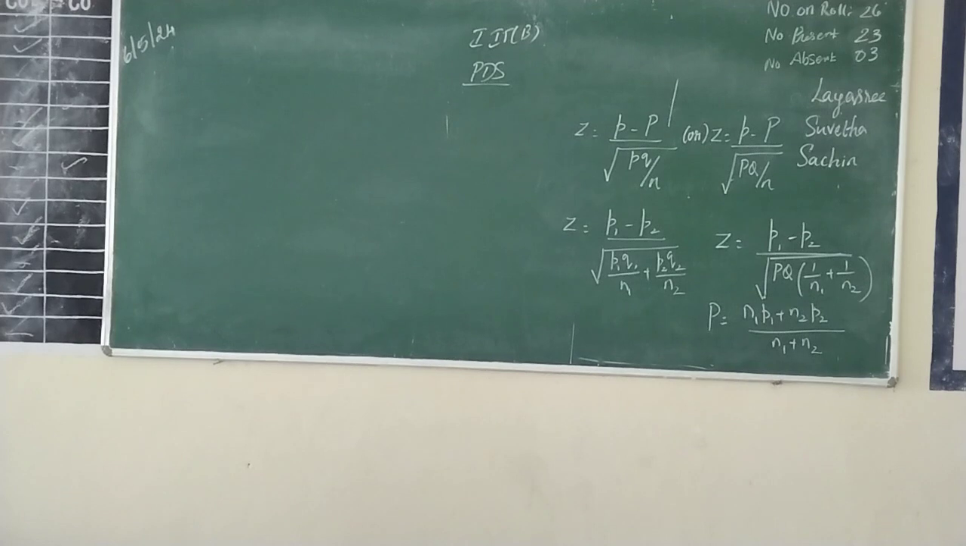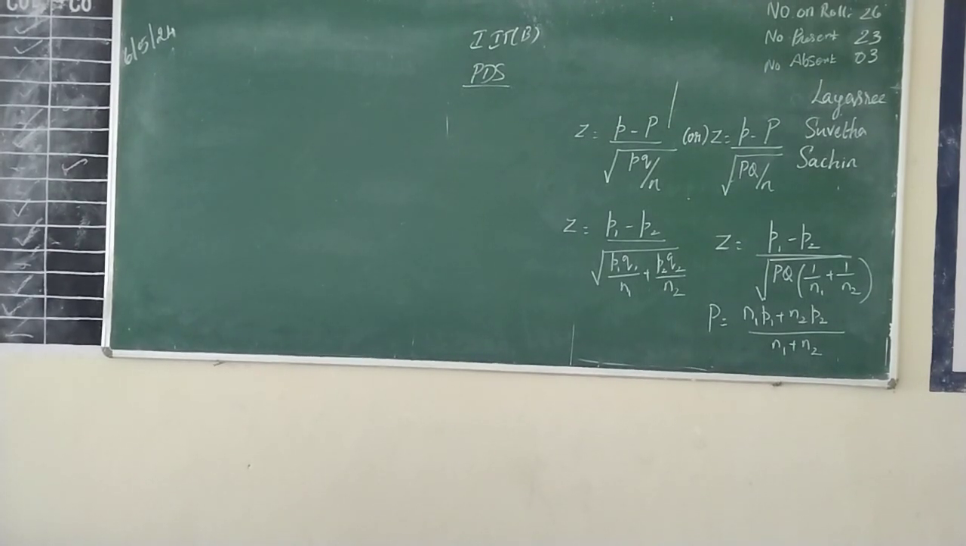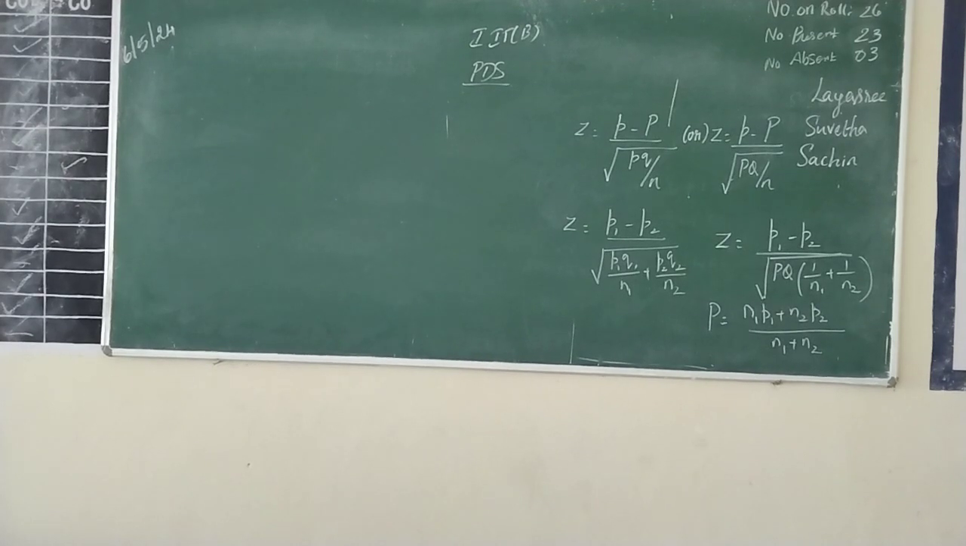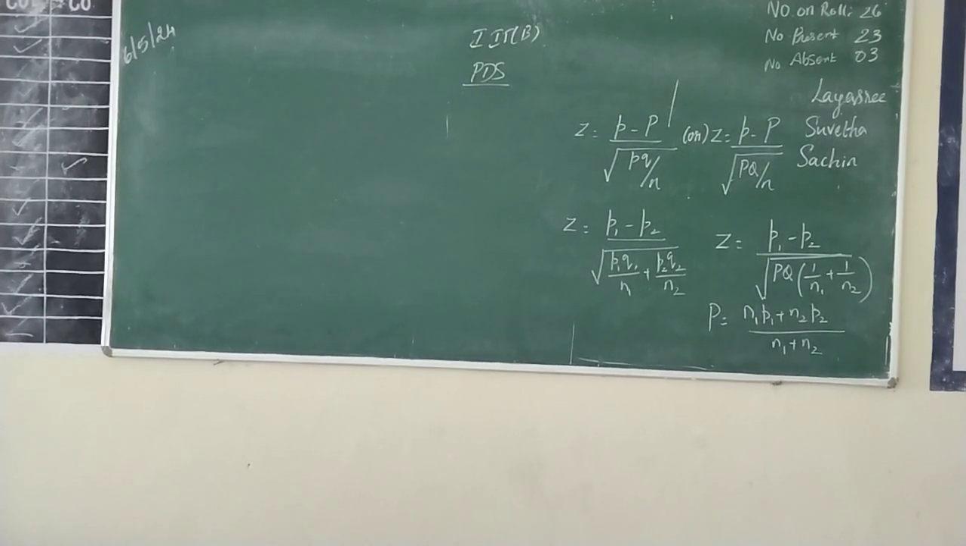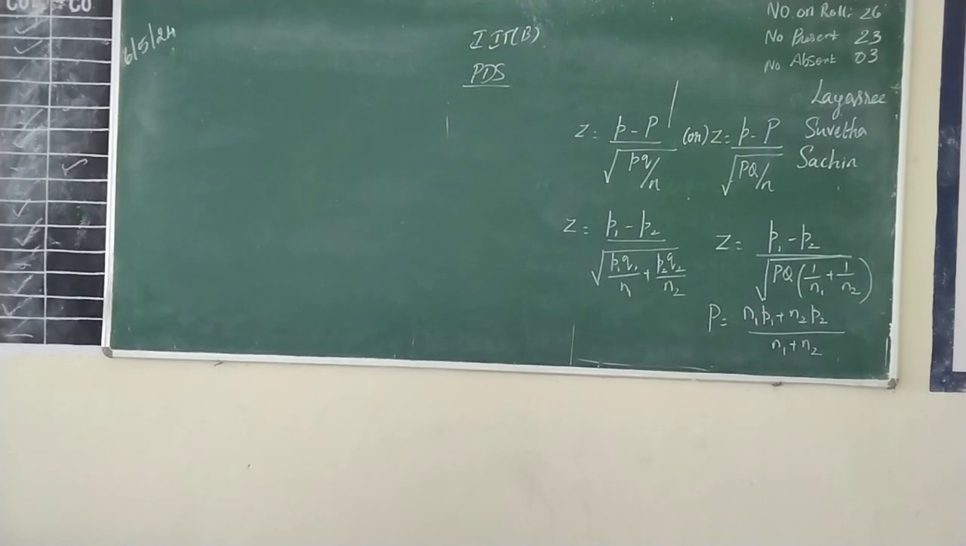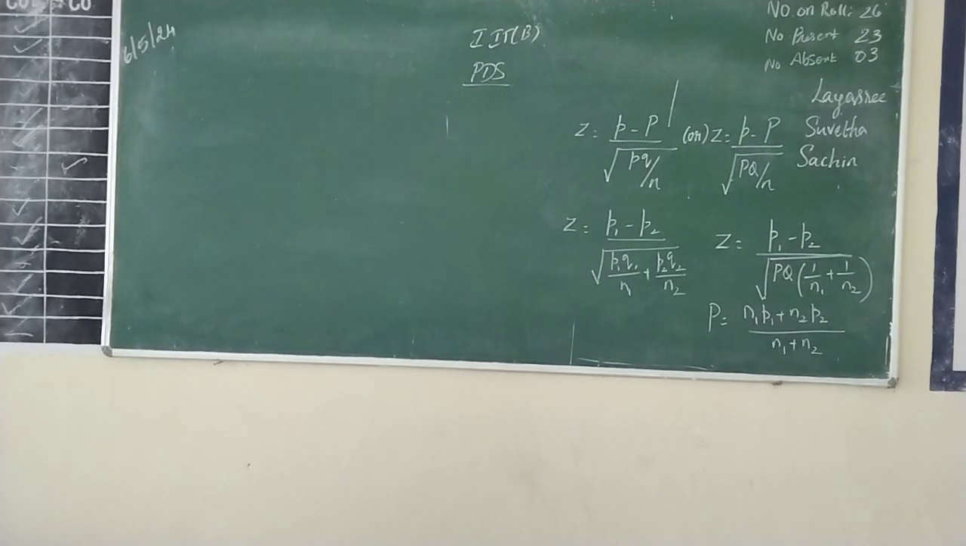Before going to that, recall your probability. How do we define probability? Because you need that. The total probability value should be equal to 1. Definition of probability: P is equal to N by M. Numerator is the number of favorable cases, denominator is the number of exhaustive cases, the total number. P will be equal to favorable divided by the total number.